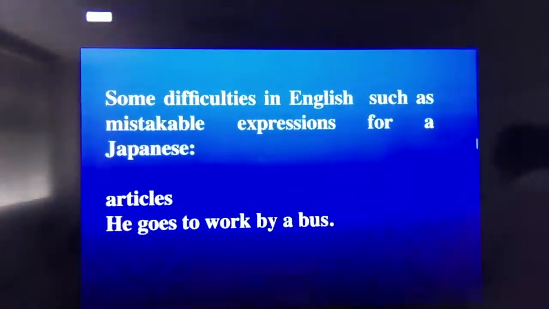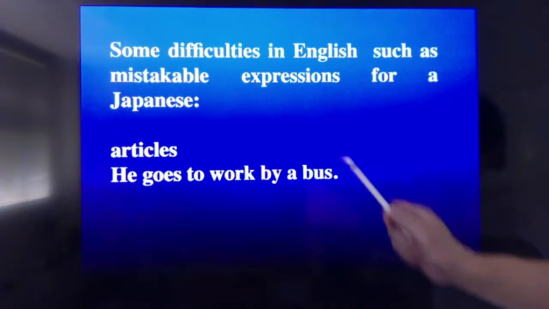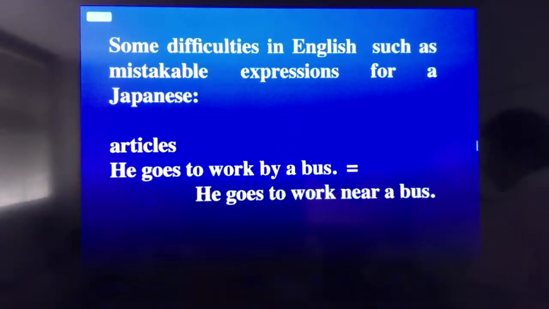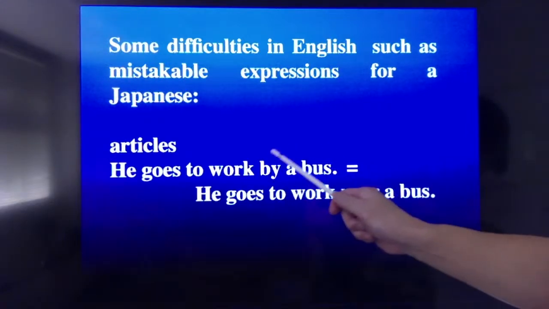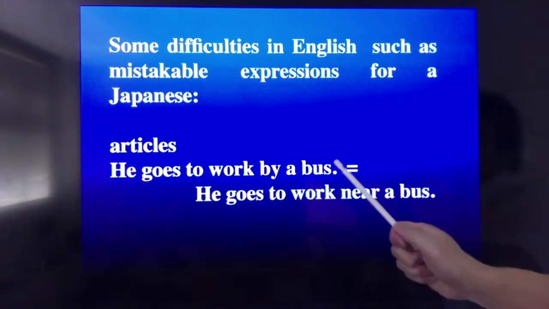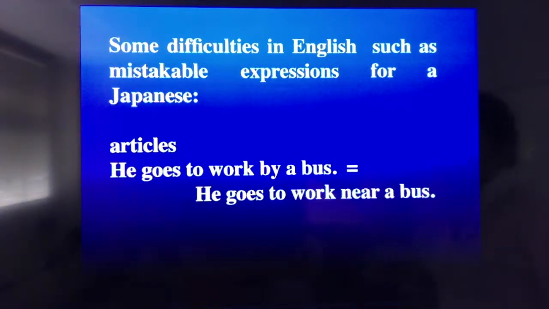Complicated today. And articles. He goes to work by a bus, the same as "he goes to work near a bus". "A bus" means maybe a bus stop or something. His workplace is close to the bus stop. So this is not "via" or something. If you have an article here, that means it is "by", so the same as "near". He goes to work near bus.